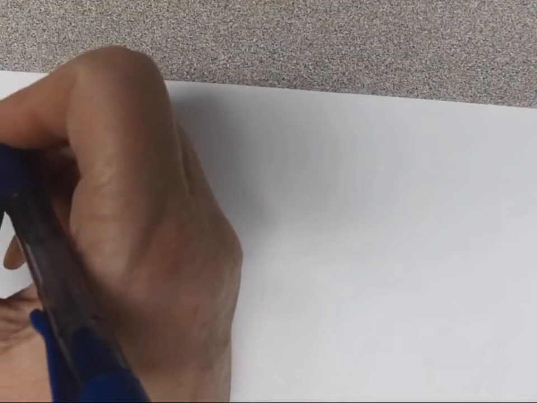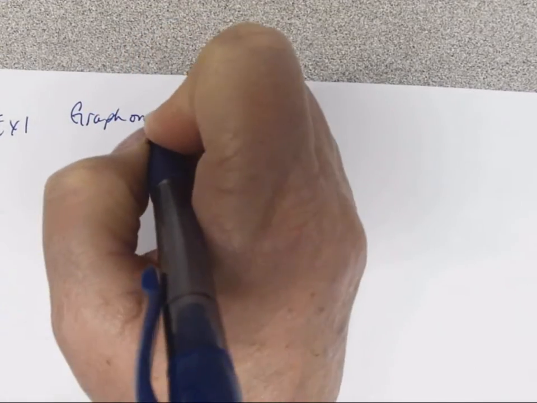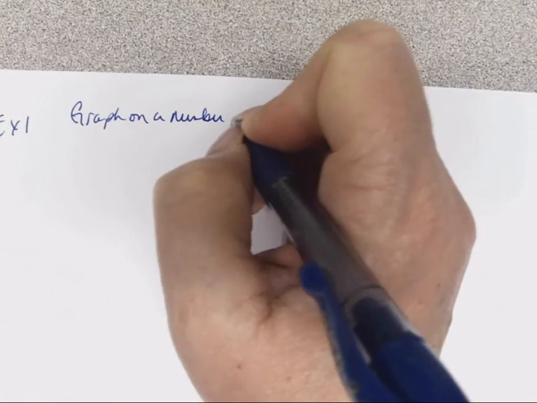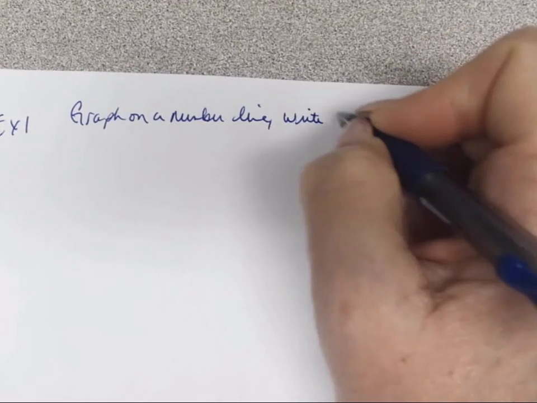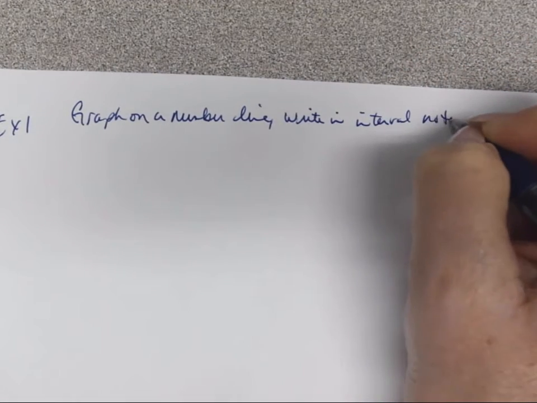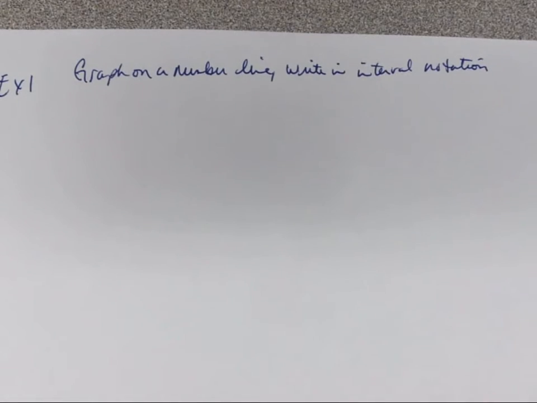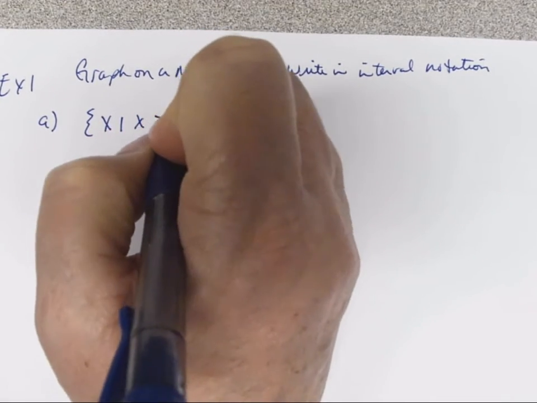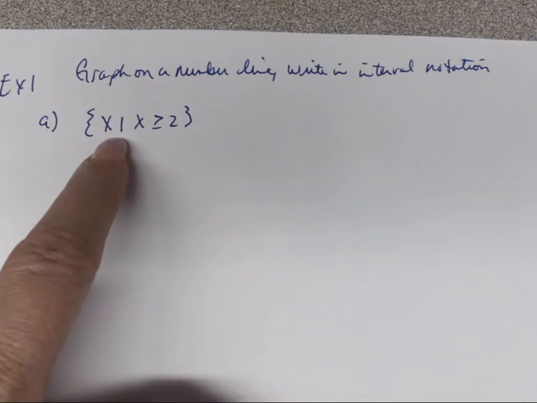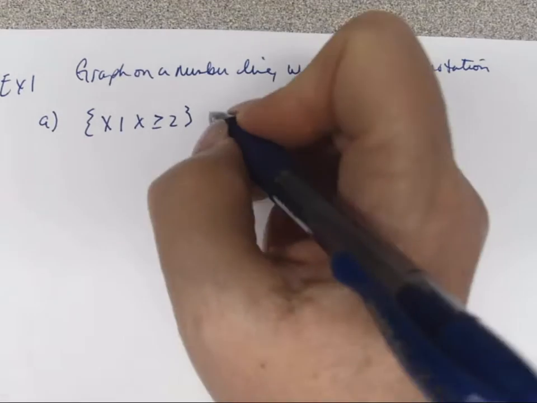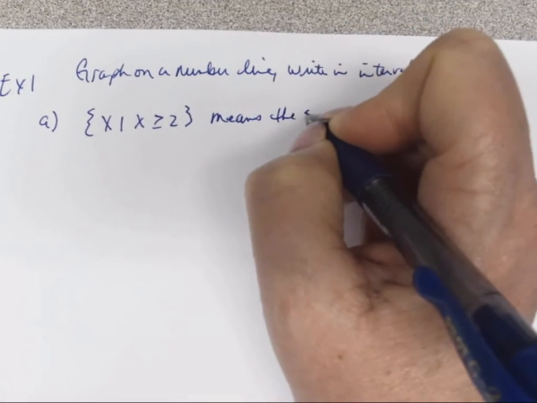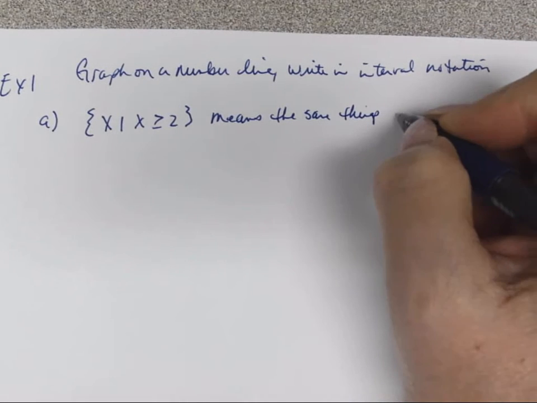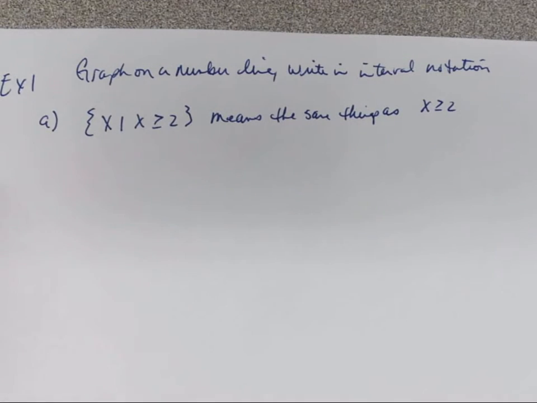All right, so let's look at our first example. For example 1, we are going to graph on a number line, and then we're going to write our answer in interval notation. So for our first example, I'm going to use set notation: x such that x is greater than or equal to 2. What I want you to understand is that this means the same thing as x is greater than or equal to 2. So really you just need to pull out the x is greater than or equal to 2.